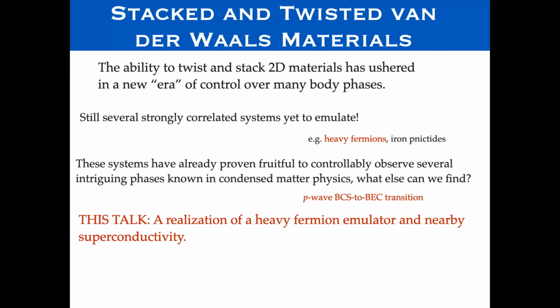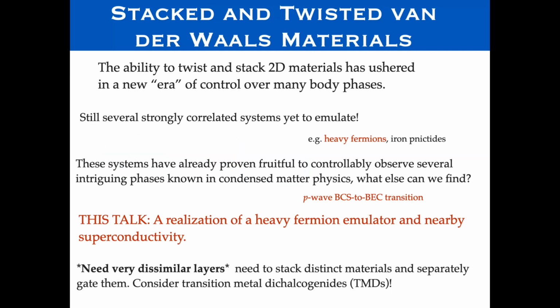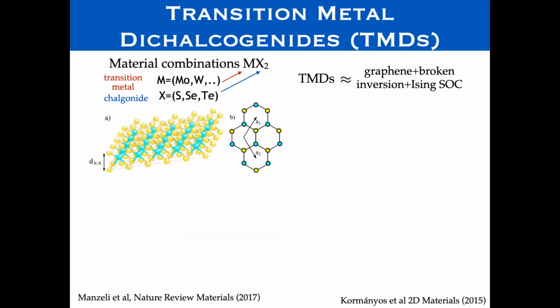Okay. So to do this, though, to get to a heavy fermion-like thing, we want localized moments and itinerant carriers. It's very natural to think about stacking two different materials, one that maybe is more correlated and one that's more weakly correlated. Our building blocks are going to be TMDs, as Kin Fai said yesterday. These have been used to death now.